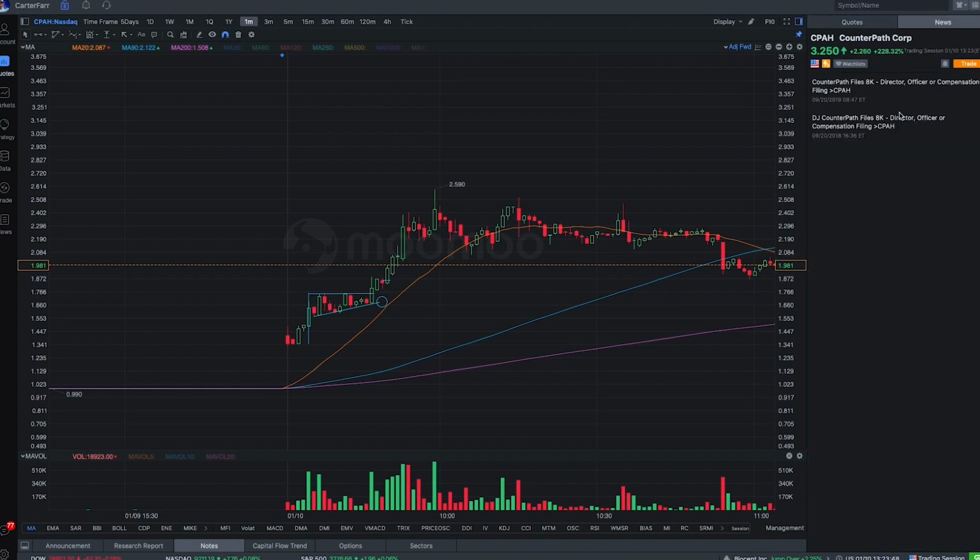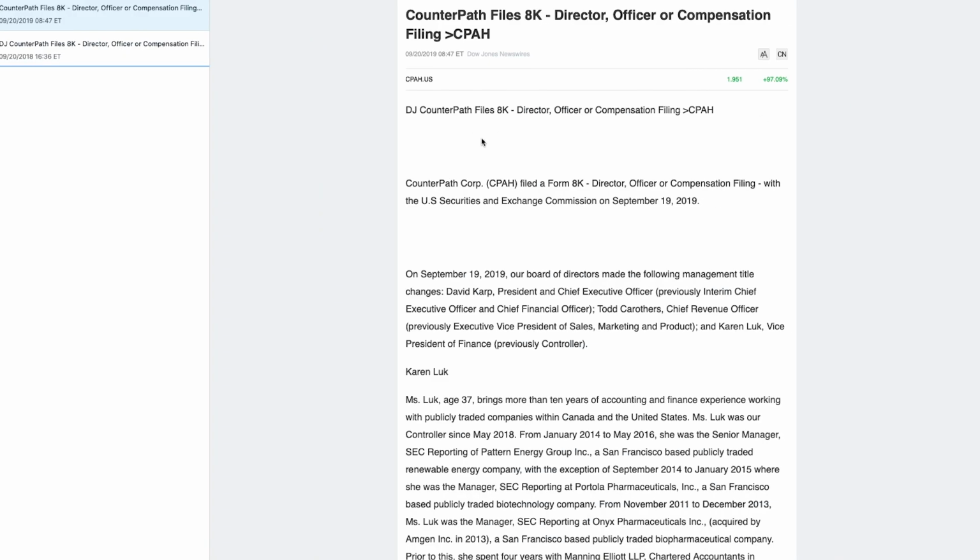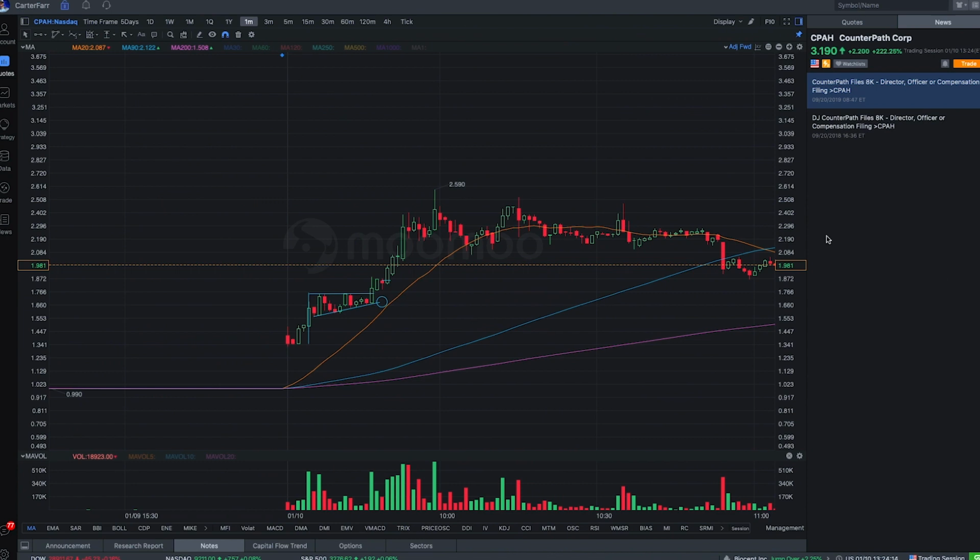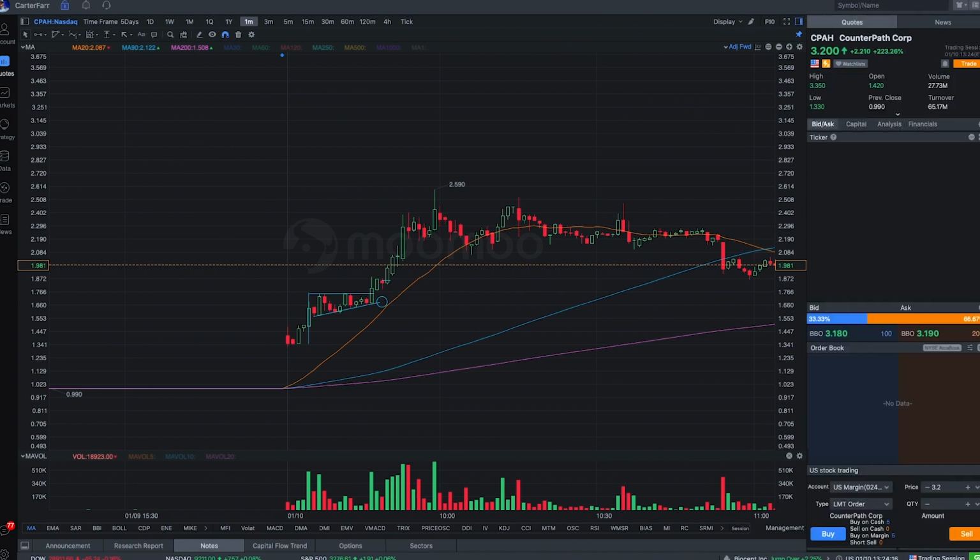We can go ahead, click this little news tab right here, and you guys can see at 16:36 they released some sort of news. So that's really at like 4 in the morning. Now at 8:47 they released more news. So you guys can really see that they released some sort of news, and here's the full article on it so you guys can see everything going on with it. It kind of takes a minute to load, but we don't got time for that.